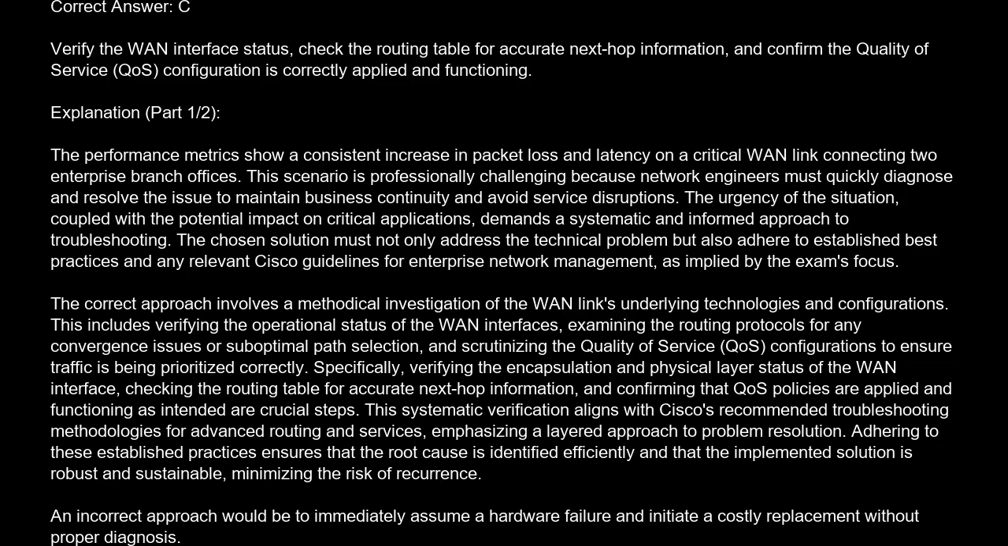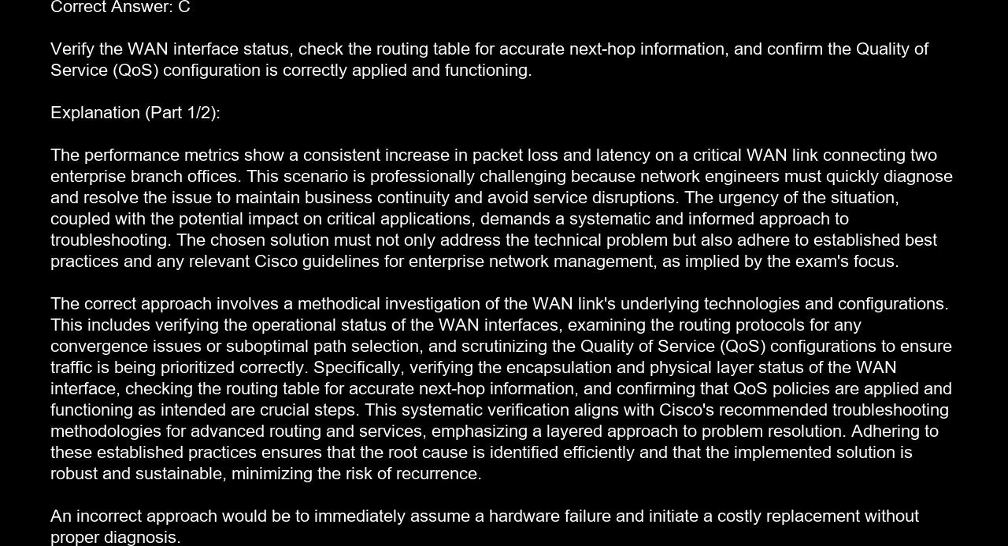Correct answer is C. Verify the WAN interface status, check the routing table for accurate next hop information, and confirm the quality of service (QoS) configuration is correctly applied and functioning. Explanation. The performance metrics show a consistent increase in packet loss and latency on a critical WAN link connecting two enterprise branch offices. This scenario is professionally challenging because network engineers must quickly diagnose and resolve the issue to maintain business continuity and avoid service disruptions.